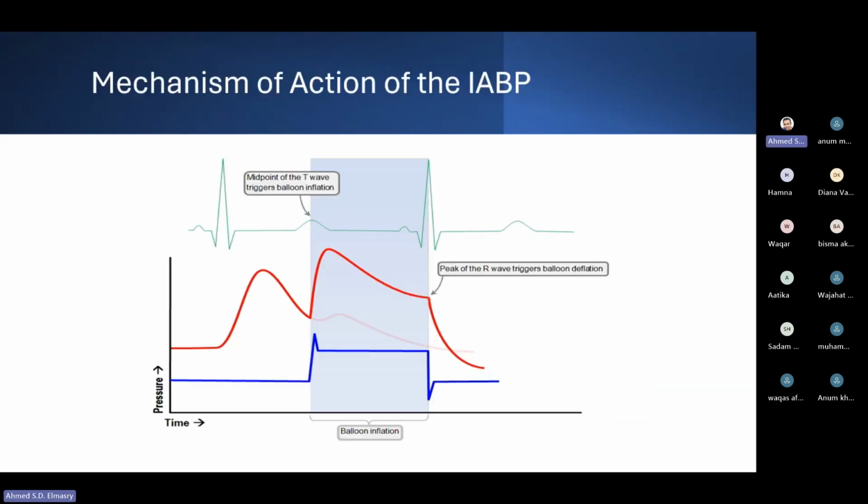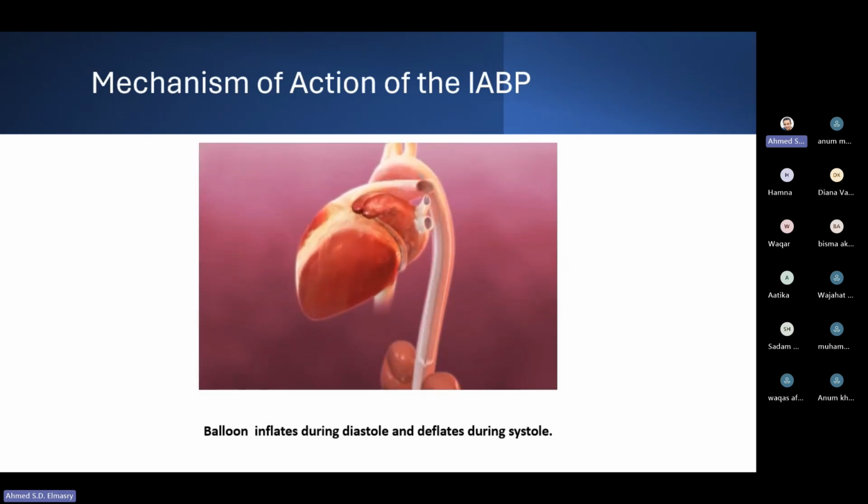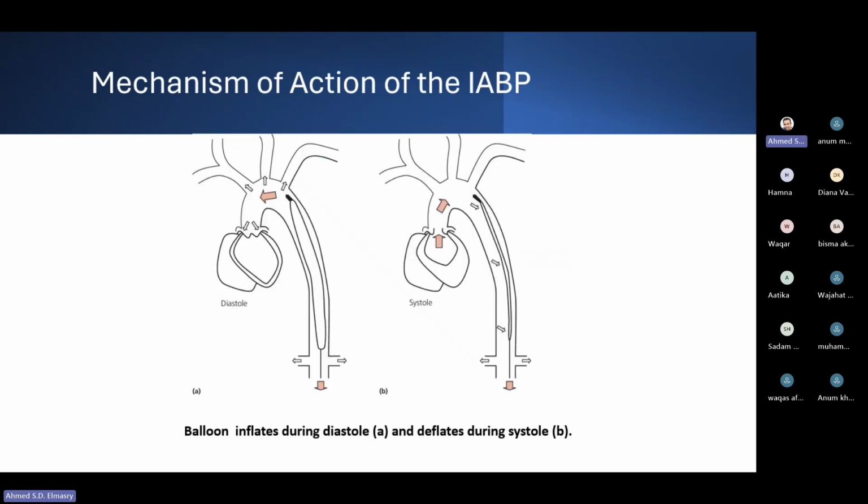And also when it inflates during the diastole, it will increase the coronary perfusion to the left ventricle and right ventricle. So the balloon inflates during the diastole and deflates during the systole. And this is how the intra-aortic balloon works. As you see, when the balloon inflates during the diastole, it displaces the blood to the upper limb, to the cerebral circulation, and also the coronary circulation. And downward, it increases the blood flow going to the kidney and the distal organs.